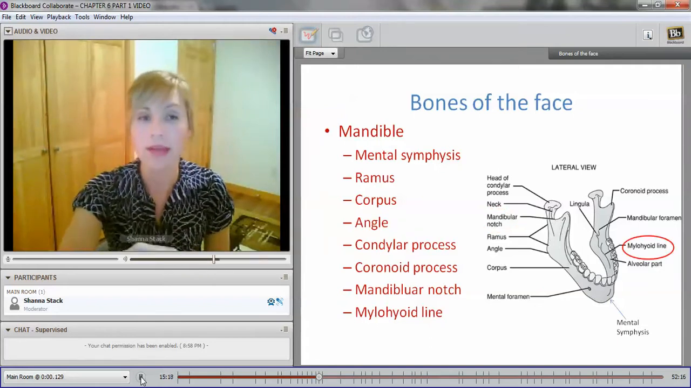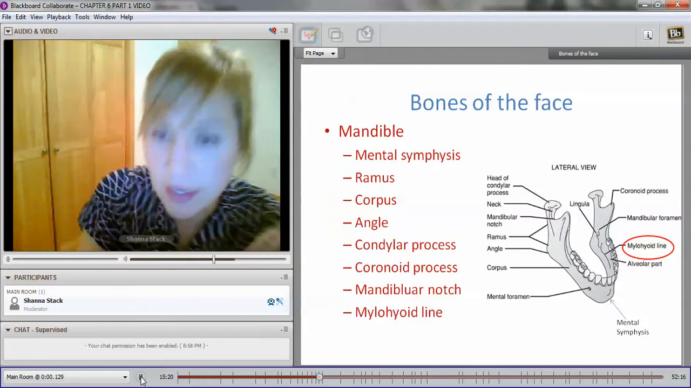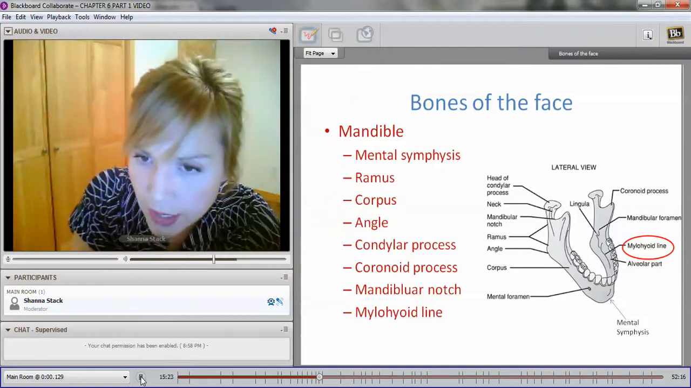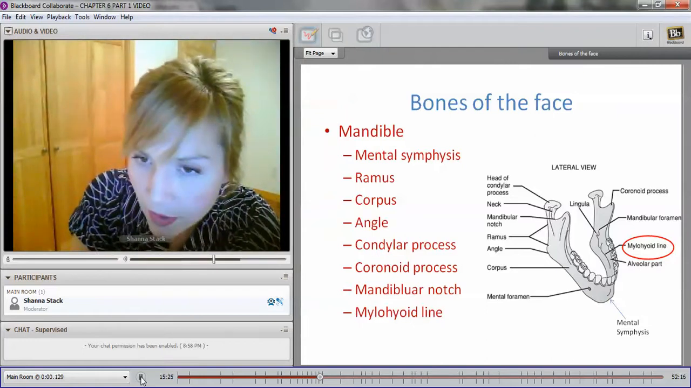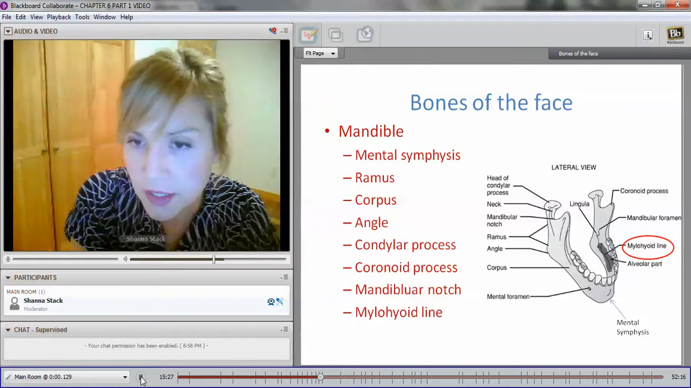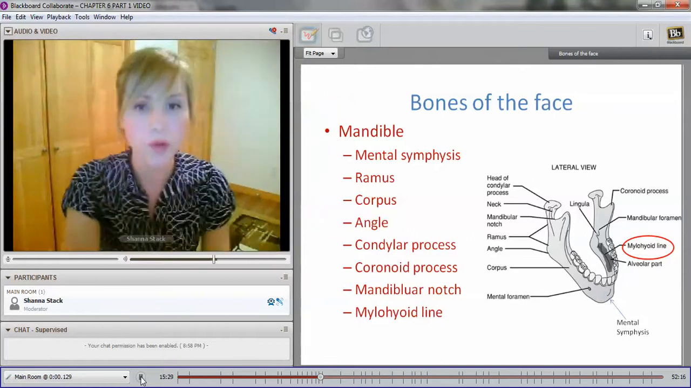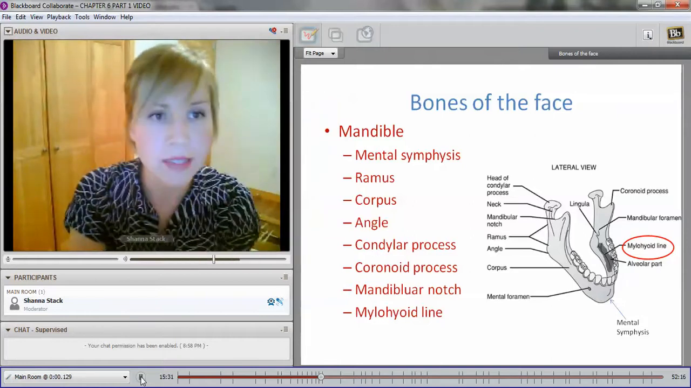And then we have the mylohyoid line, and that's on the internal aspect of the body, or the corpus, of the mandible. It's actually a muscle attachment for the mylohyoid muscle. It elevates the hyoid bone when it contracts.